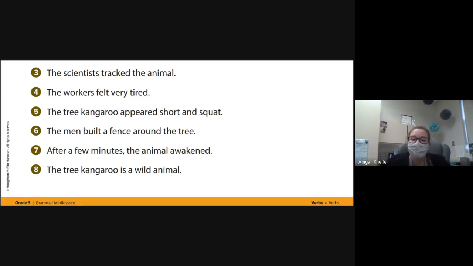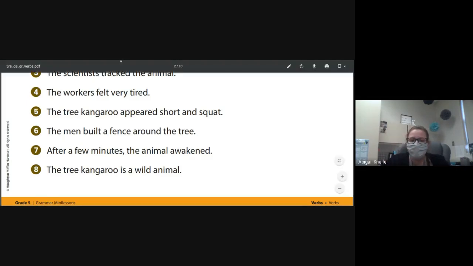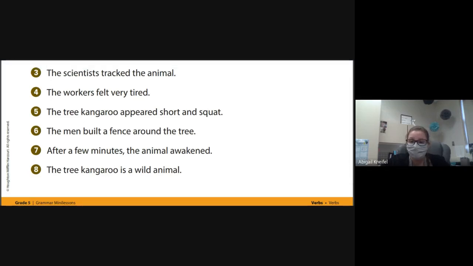A few minutes later, the animal awakened. What is the action word in sentence 7? After a few minutes, the animals awakened. It is awakened. That's something that you can do. That's an action verb. And the last one.